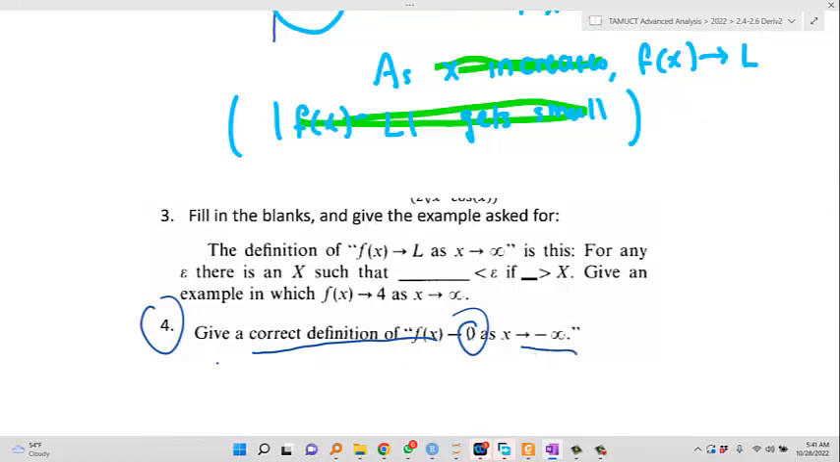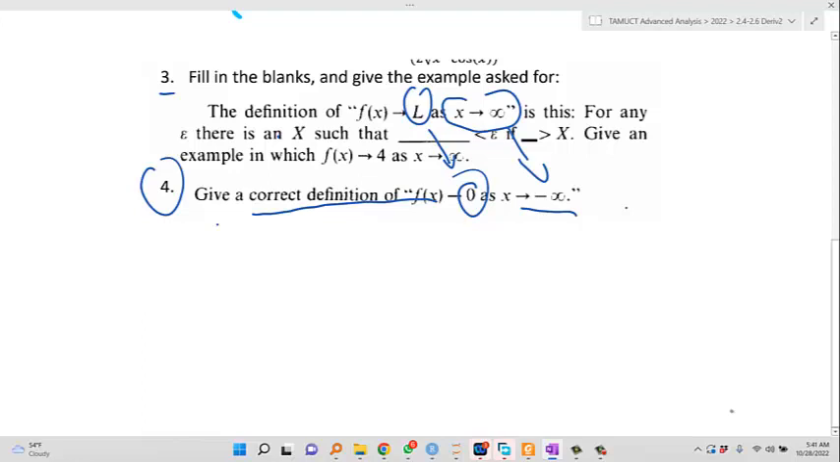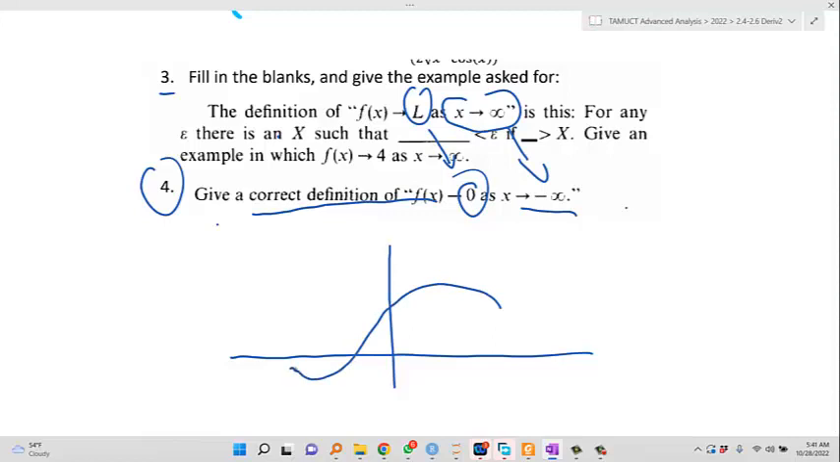Now notice the difference between problem 3 and problem 4. Here, instead of L, I have 0. And instead of x going to infinity, I have x going to minus infinity. Right? So really what I need to do is modify my answer to number 3 to get an answer to number 4, because it's the same structure. So what's the picture here? I'm not going to use all the fancy colors this time. All right, so I've got my function, but now I'm looking when x gets small. So what it's saying is that the function value is getting closer and closer to 0.